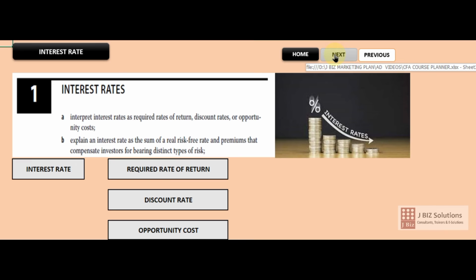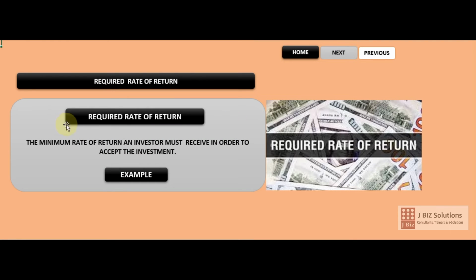So start from the required rate of return. Required rate of return is the minimum rate of return an investor must receive in order to accept the investment. So required rate of return is the minimum rate of return, not the maximum. Let's clear the concept with the help of an example.